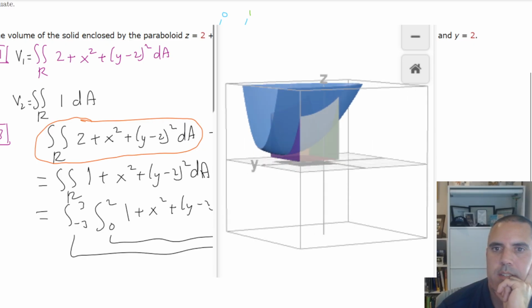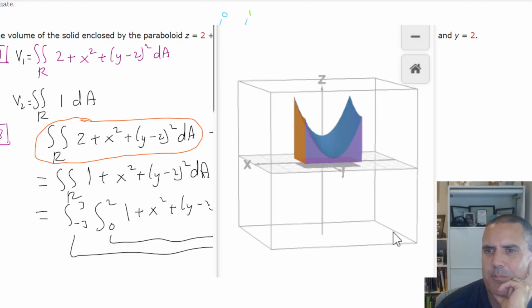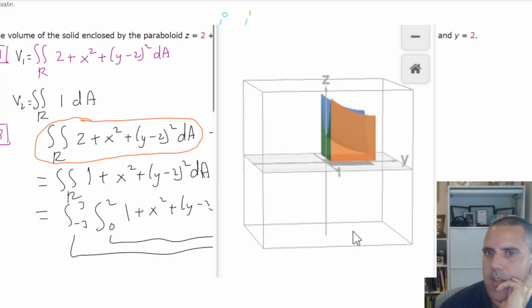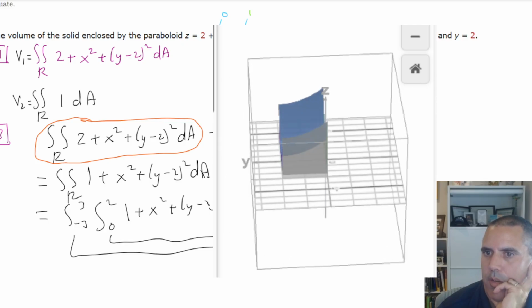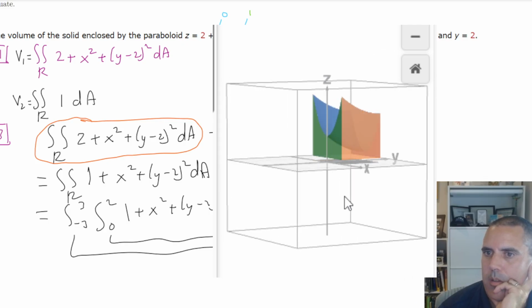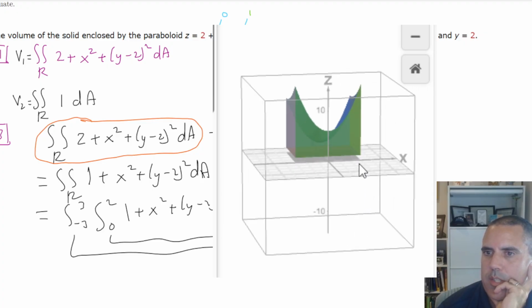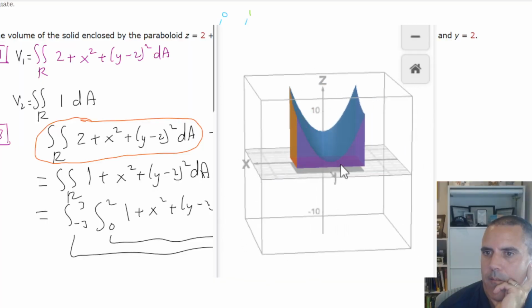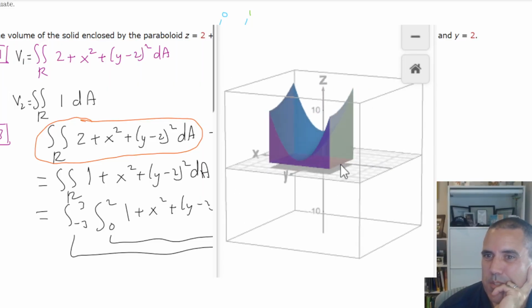So let's restrict to just that region. I think that's a pretty cool looking volume. If you don't include the 1, it will just find the volume all the way to the ground. If you include the 1, it will find the volume between them. It's that thing right there. Again, I find this pretty interesting that we can compute all these volumes.